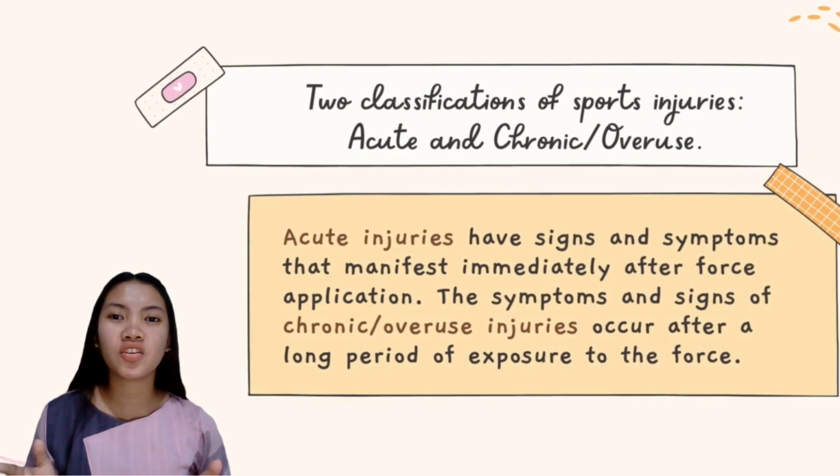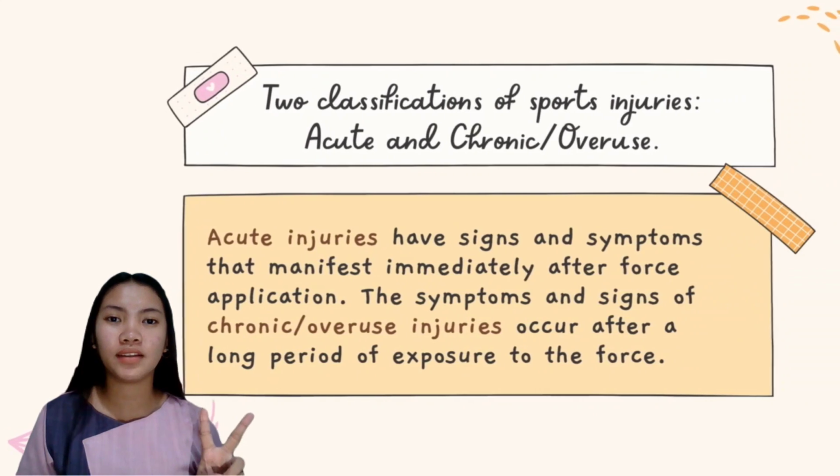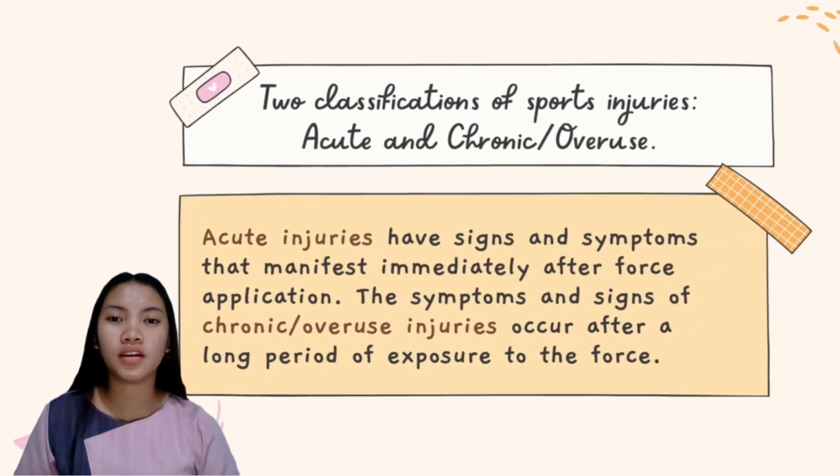Sports injuries typically fall into two categories: acute and chronic or overuse. Let's have first the acute injury. An acute injury is the result of an incident or accident that results in noticeable symptoms. For example, when you slip, fall, tackle, or collide can result in an acute injury.